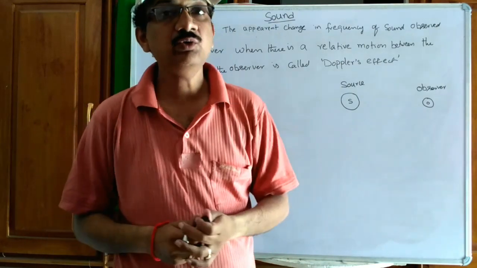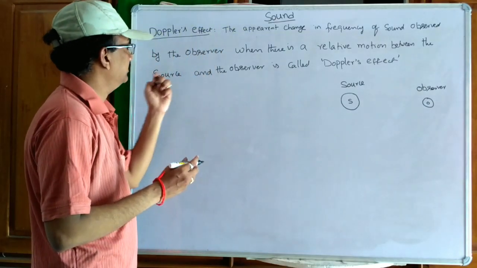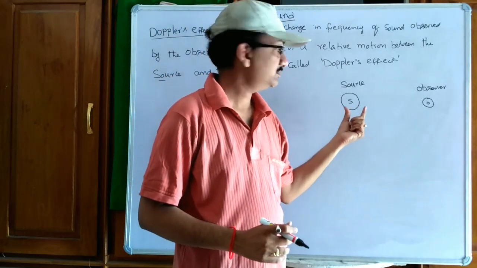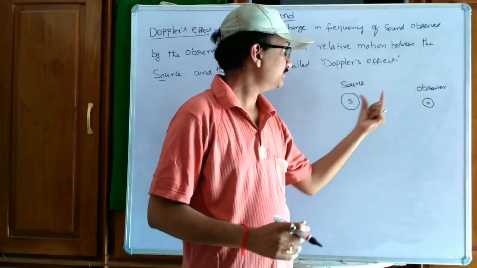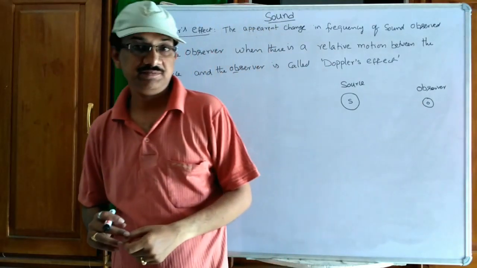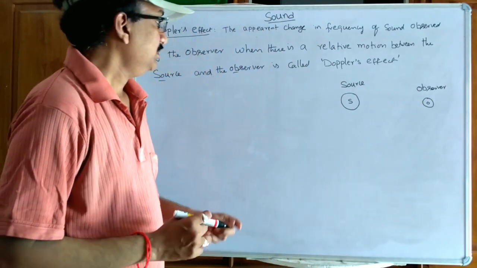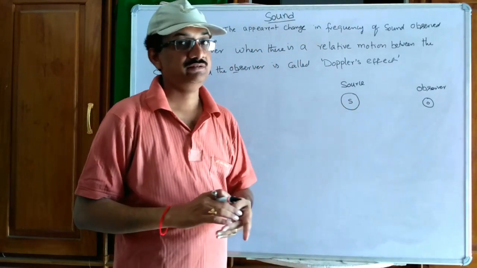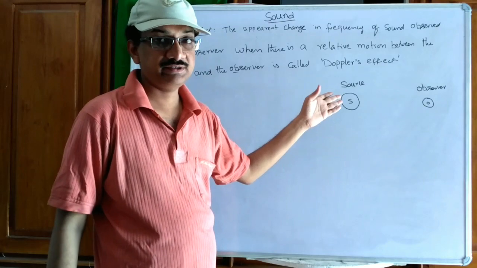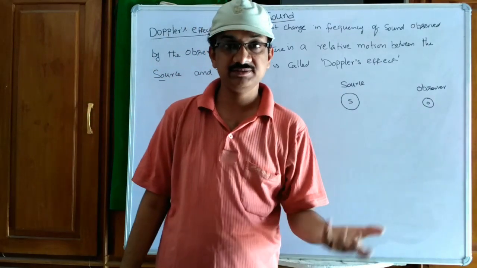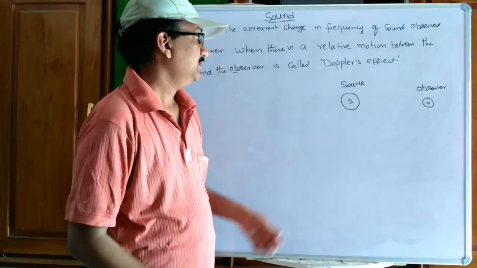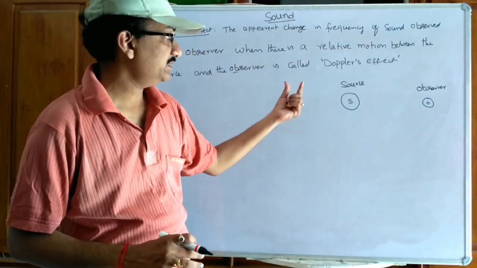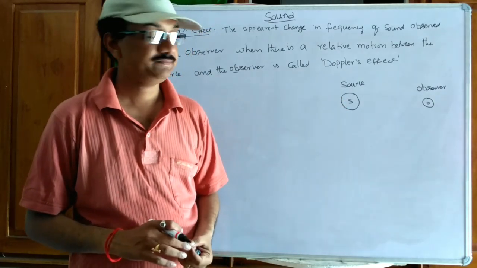Here we have to consider two objects: one is the source, another one is the observer. This is the source, that means the source of sound, and this is the observer. Here the source of sound emits the sound waves. An example for this source of sound is an ambulance or something. Here observer means a human being who observes the sound.